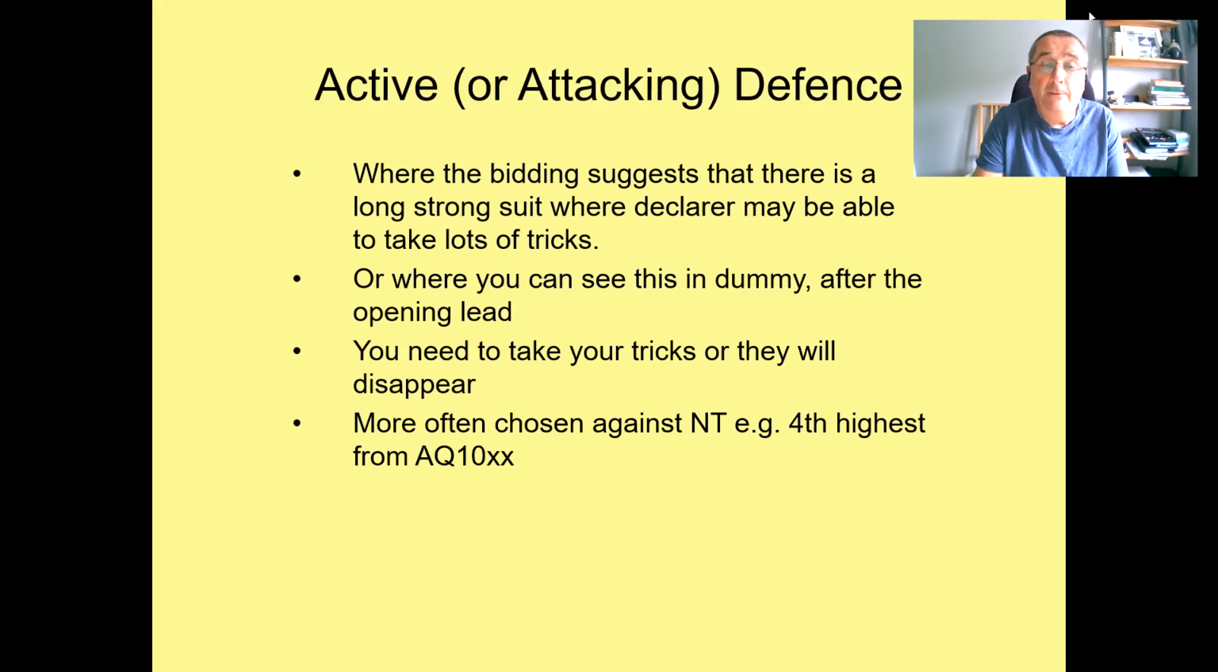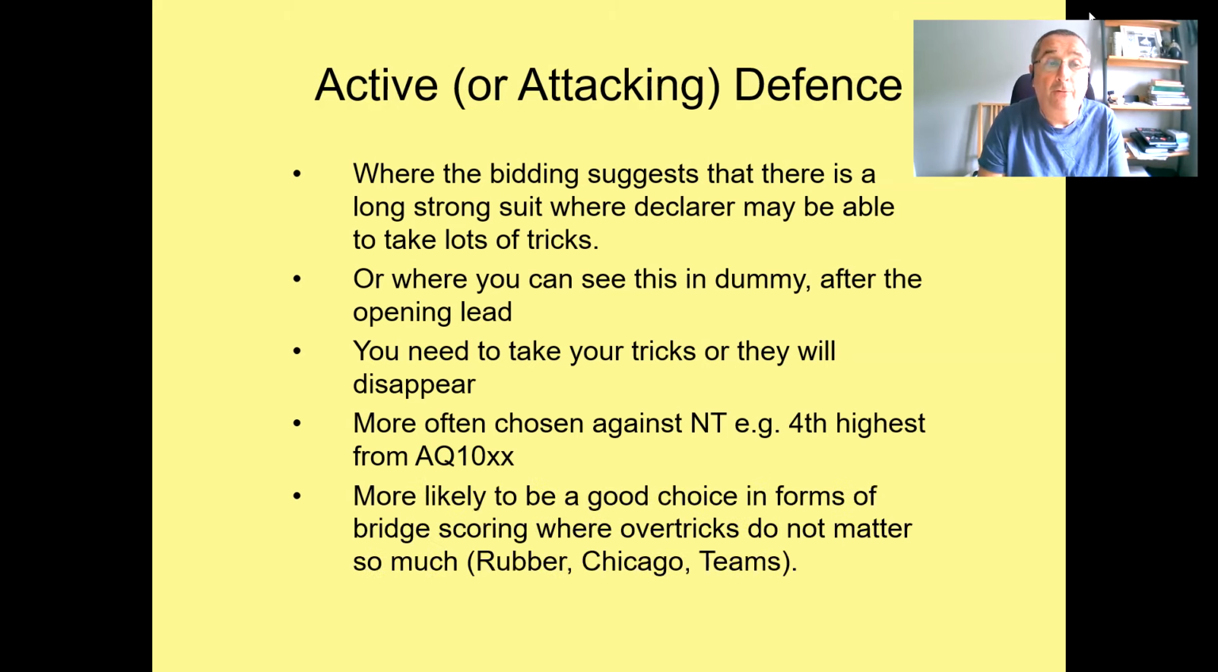So an attacking defense, as I was saying, is more often chosen against no trump. With ace, queen, 10, x, x, you might well lead your 4th highest against a no trump. And it's also more likely to be a good choice in other forms of scoring where overtricks don't matter so much. So if you play rubber bridge, or if you score as Chicago or as a teams event, then overtricks don't matter so much. And if you give away one trick, it won't make a big difference. In a pairs event like the one today, giving away an extra trick could mean the difference between an average score and a very poor score for you.